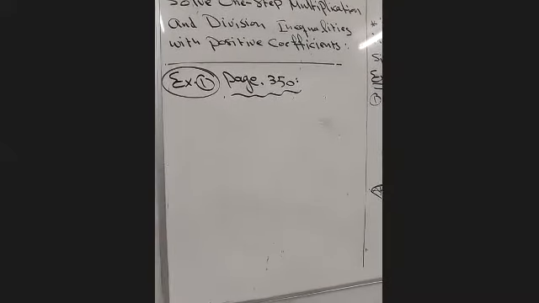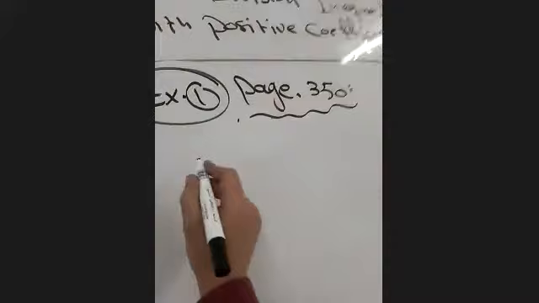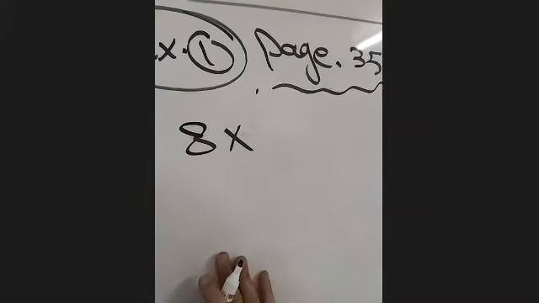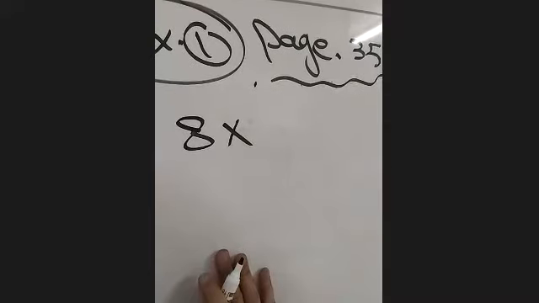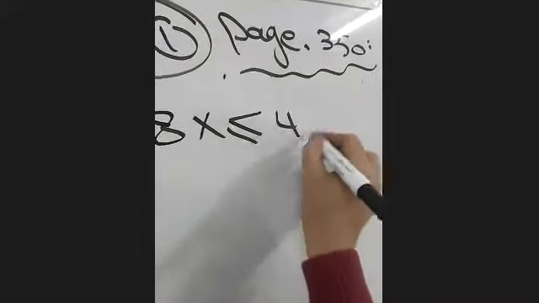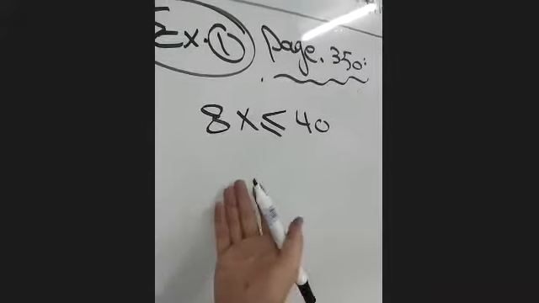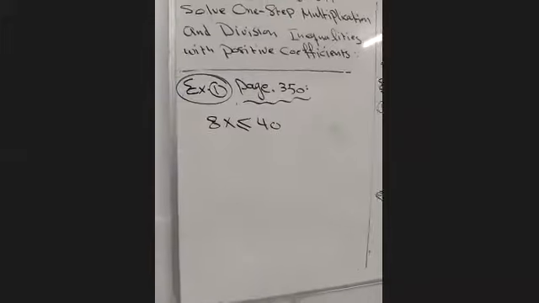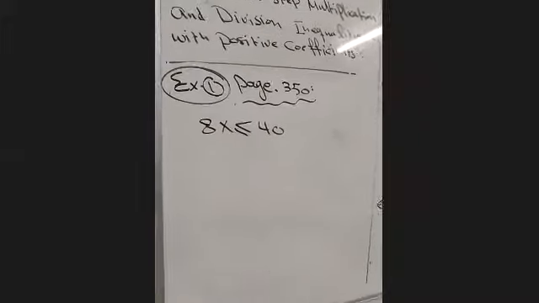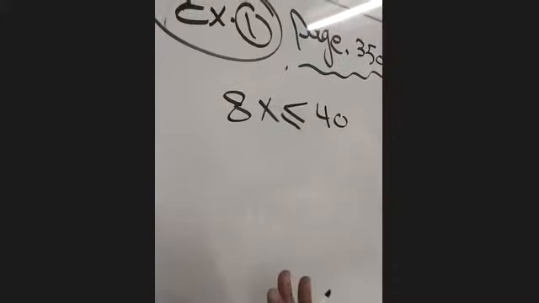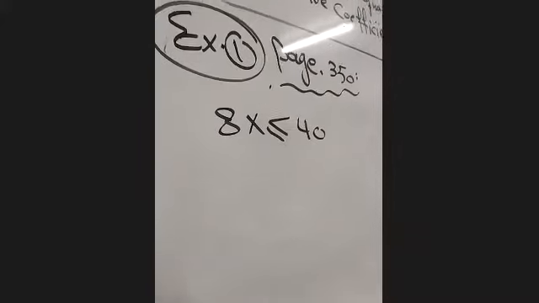Example one. Solve 8x less than or equal 40. Solve 8x less than or equals 40, right? Take your solution, then graph the solution. We will find the solution, then we will graph it. Tell me, what are the steps here?